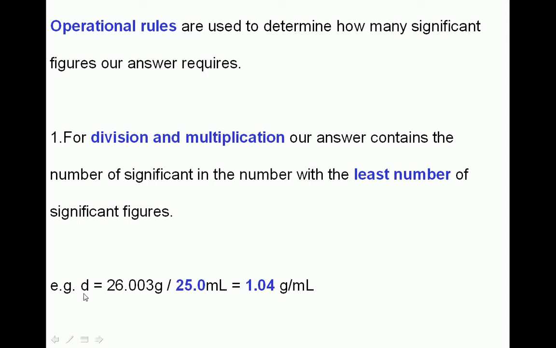So for example, in calculating the density of an object, I measured its mass to be 26.003 grams and its volume to be 25.0 milliliters. So 26.003 has 5 significant figures, 3 non-zero numbers and 2 confined zeros, whereas 25.0, the measure of volume, has 3 significant figures, 2 non-zero digits and a trailing zero that appears after a decimal point. So my answer should have 3 significant figures.